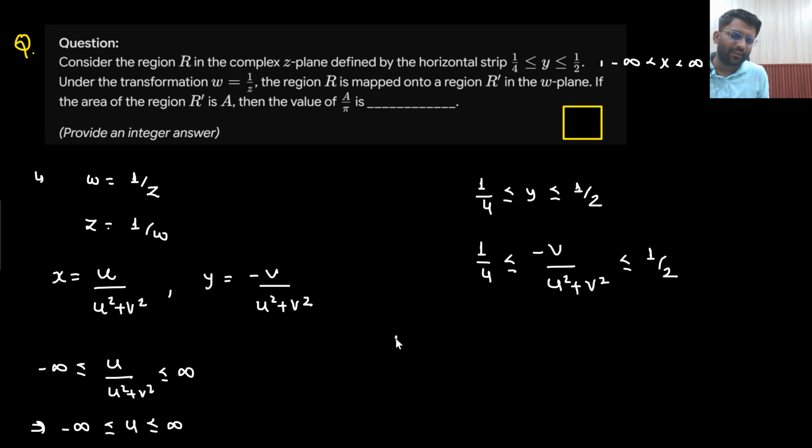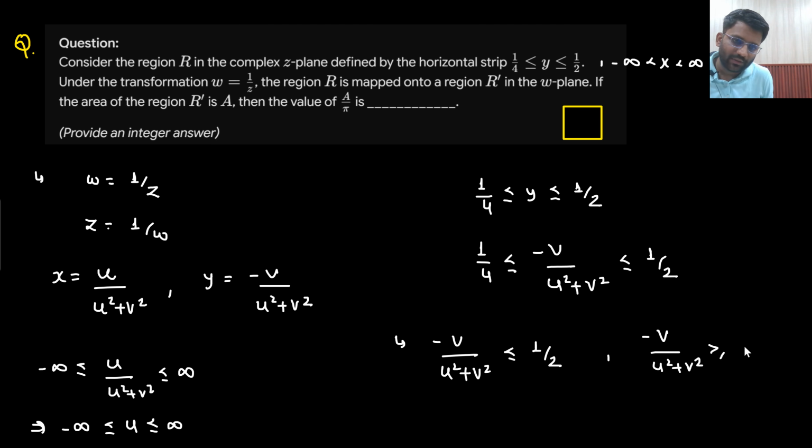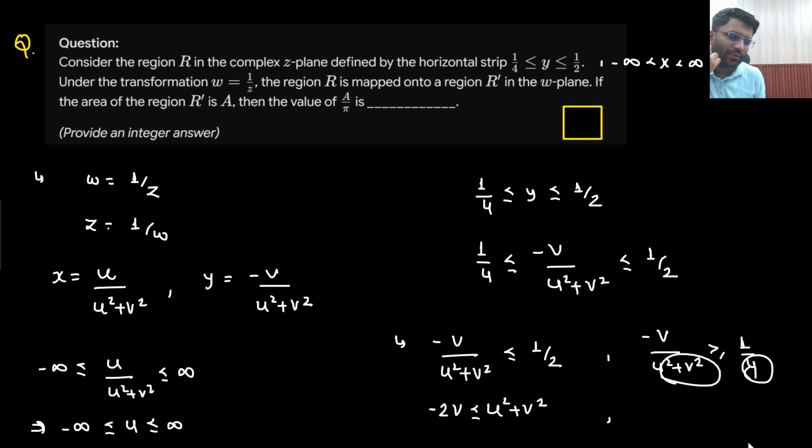So two relations I am getting from here. First relation is that minus v upon u square plus v square should be less than or equal to 1 by 2, and minus v upon u square plus v square should be greater than or equal to 1 by 4. Two relations we have got. Now what we need to do? Will this be a positive number? Yes, sir. That means now you can do the cross multiplication. This 2 goes here, this will become minus 2v, and this goes here, this will become u square plus v square. What about this one? This is a positive number, this is also a positive number. So this 4 can go here, minus 4v would be greater than u square plus v square.